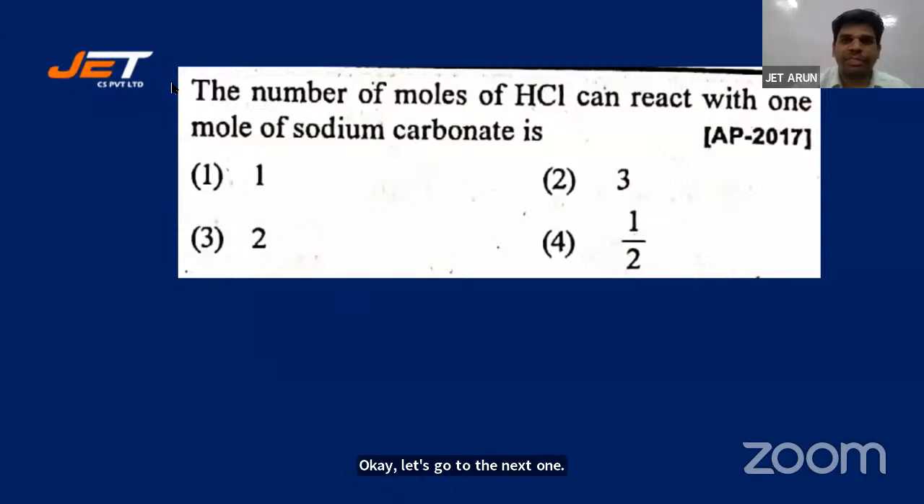The number of moles of HCl that can react with 1 mole of sodium carbonate is 1, 3, 2, 5. So which of these is correct? The number of moles of HCl that can react with 1 mole of sodium carbonate. Again, a question on reaction and balanced equations. Okay, mixed response again. Okay, 2 or 3. One of you students, Madhu, has got confusion between 2 and 3.